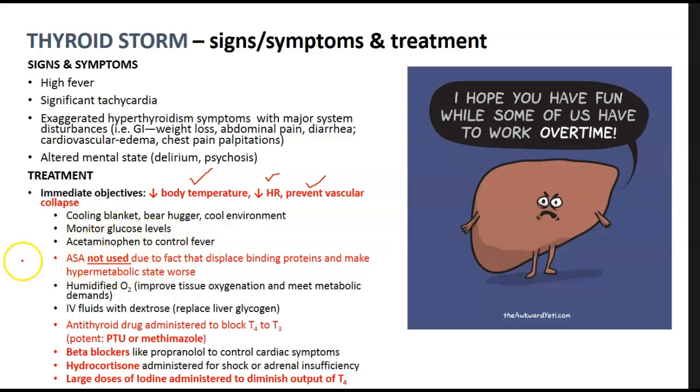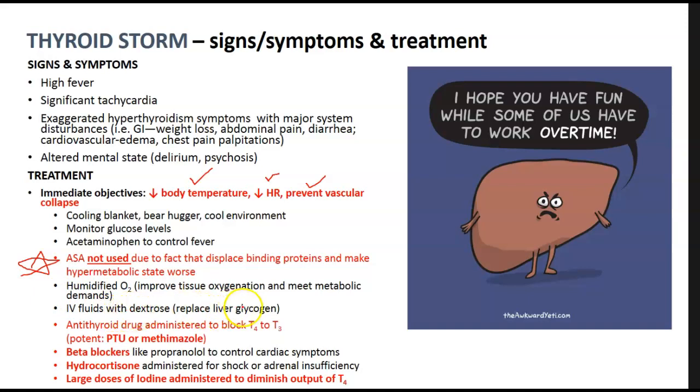Aspirin is to not be used. This is a big one. It displaces binding proteins and makes the hypermetabolic state even worse. So that is a big no-no. Give the person oxygen. Again, hypermetabolic state, the body will burn through all of its reserves.